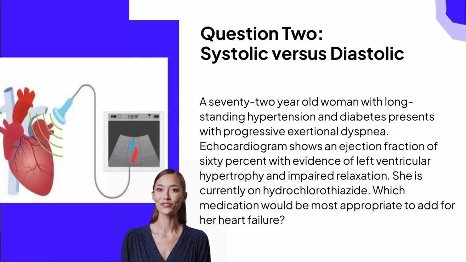Here's our second question, focusing on the systolic versus diastolic distinction. Notice the ejection fraction of 60%. That immediately tells you this is preserved ejection fraction, meaning diastolic heart failure. The left ventricular hypertrophy and impaired relaxation confirm diastolic dysfunction. This patient is an elderly woman with hypertension and diabetes, which are classic risk factors. The question is asking what medication to add.